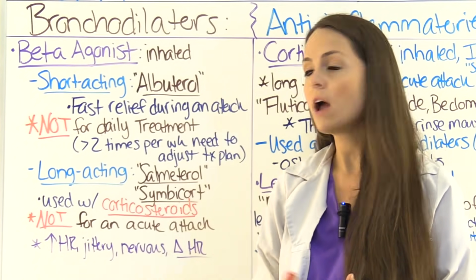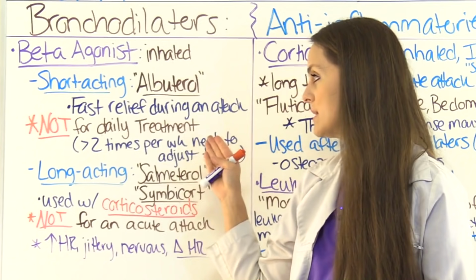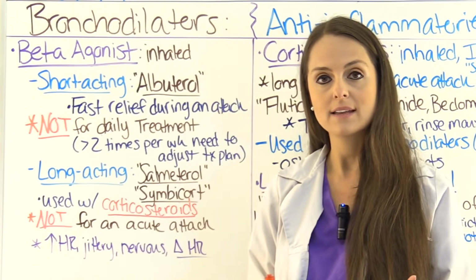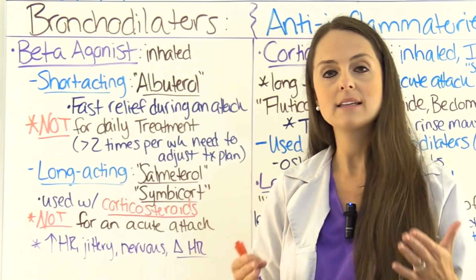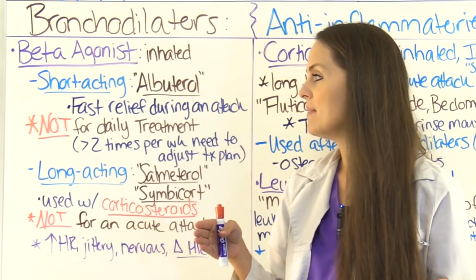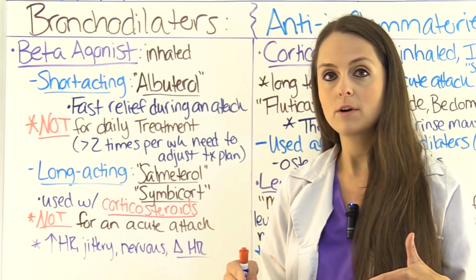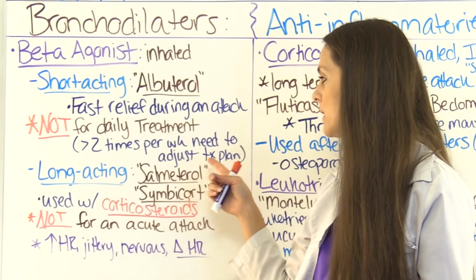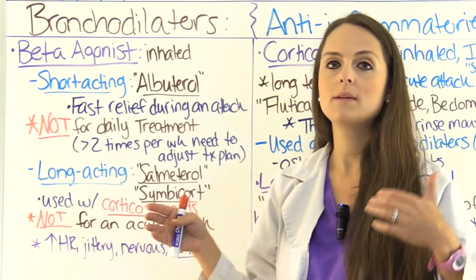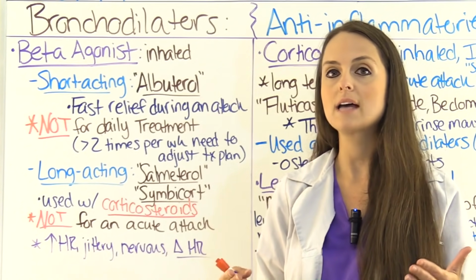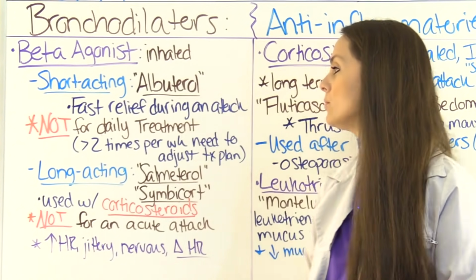Now, it's not used for daily treatment. So this patient isn't going to take this every day. And as a nurse, one thing you want to ask this patient who has asthma is, how often are you using your albuterol inhaler? And they shouldn't be using it any more than 2 times a week. And if they tell you they're using it more than 2 times per week, you need to report that to the physician, because there needs to be an adjustment in that patient's asthma plan because their asthma is poorly controlled.